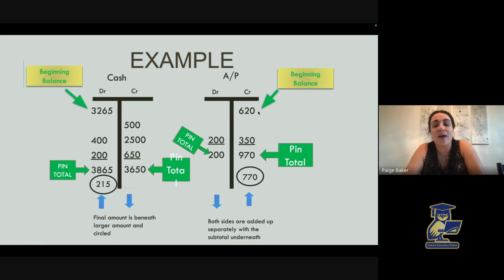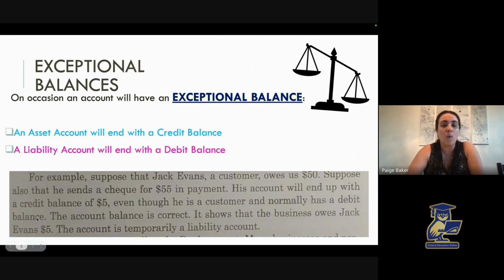So in this case, we have a beginning balance of $620. Once all of our transactions have been recorded, we can find our pin totals. So I have 970 on the credit side and 200 on the debit side. So my ending balance for accounts payable is 770. Now this makes sense that our beginning balance and our ending balance are recorded on the same side, same with cash. Now, sometimes this isn't the case. So we call these exceptional balances. And I'll give you an example for what that could look like.